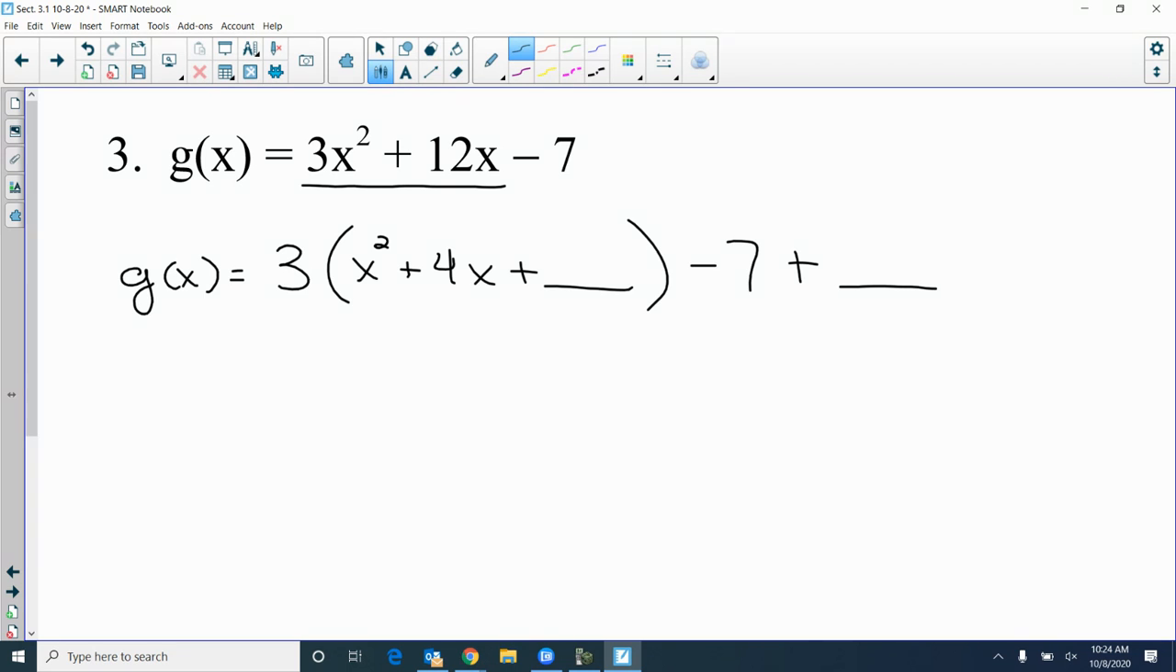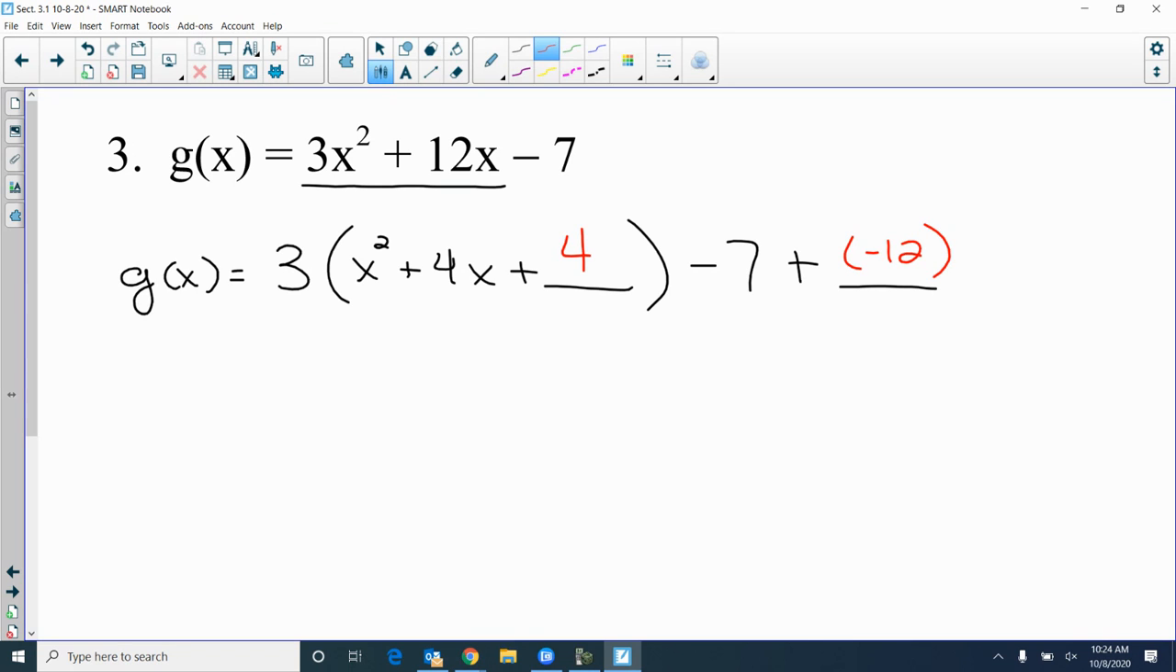This ends up being the same type of completing the square as the last one. What's half of 4? 2, square it, you get 4. Now watch here, be careful. You don't put a -4 over there because this 3 is affecting that 4. That 3 is multiplying the 4, so we're really adding a total of 12. So to counter, we've got to put in -12. So watch that, especially when you're dealing with factoring.